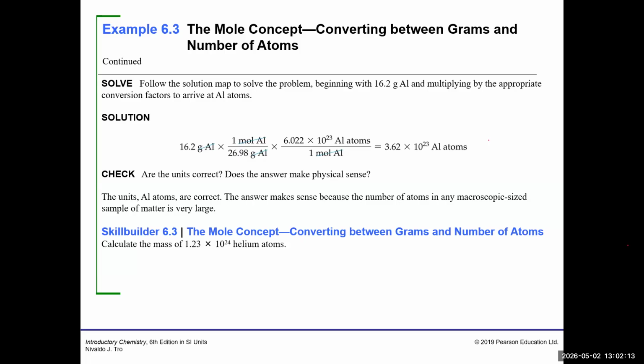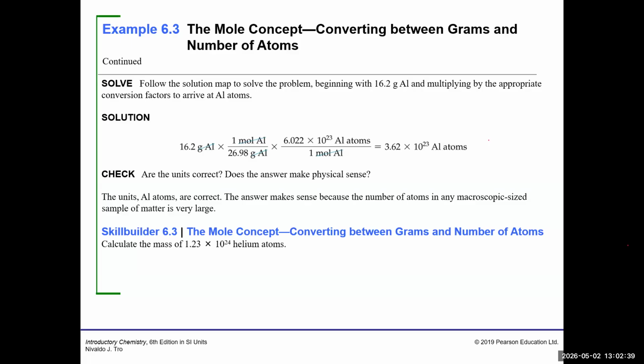Now, there's another problem that we have to do. We have to calculate the mass of 1.23 times 10 to the power of 23 aluminum atoms. So let's everybody get to work and see how we can get it.